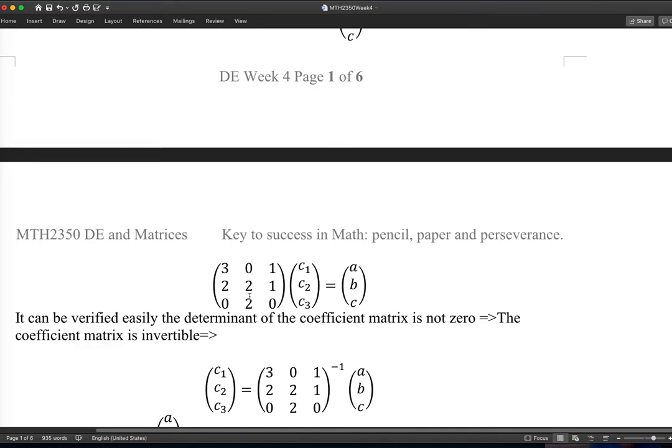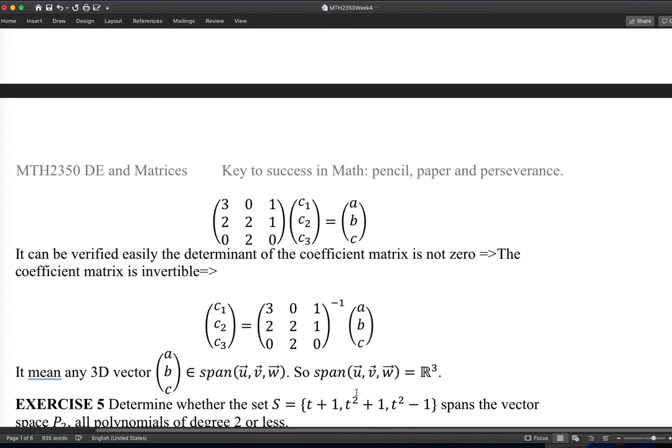There are several things you can consider to determine whether a matrix is invertible. Maybe the easiest one for 3 by 3 is to check the determinant. Because when the determinant is not 0, then we know the matrix is invertible. And when the matrix is invertible, that means we can always find a unique solution for C1, C2, C3 using the inverse multiplied on the left of the right-hand side.